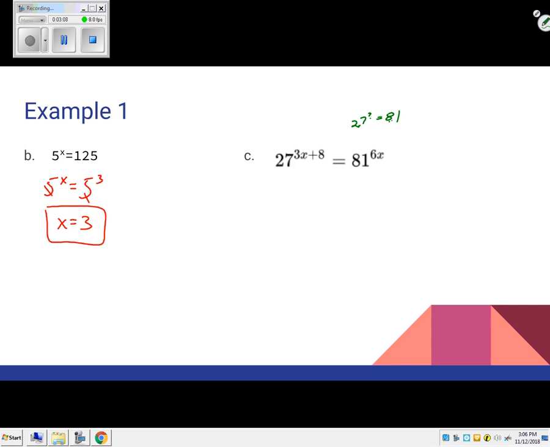Okay, so I'm looking at both bases, thinking about the 27. How can I write that as something raised to a power? Well, it's going to be 3 raised to the third power. Notice my use of parentheses right here. Just bring those over. Okay, that's 81. I can have the same base, 3 raised to the fourth power. And then from here I solve. I want you to go ahead and solve that, and then hit play once you're done to see if we get the same answer.